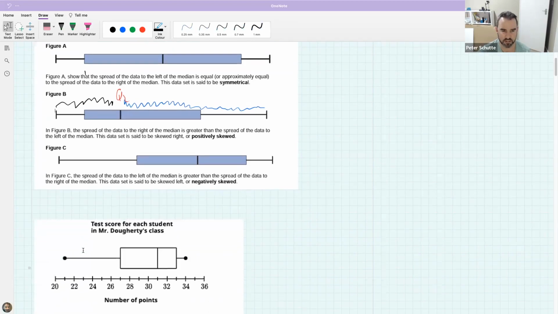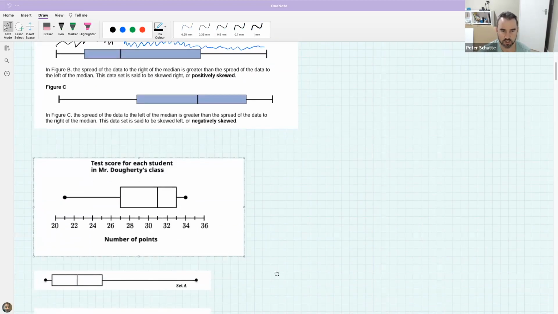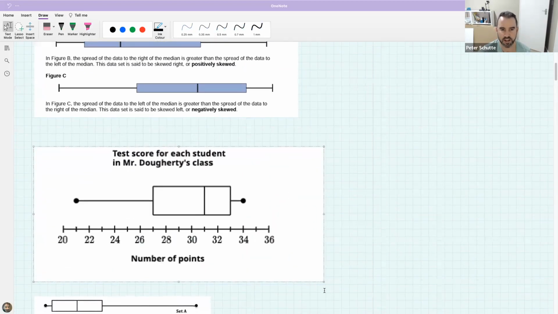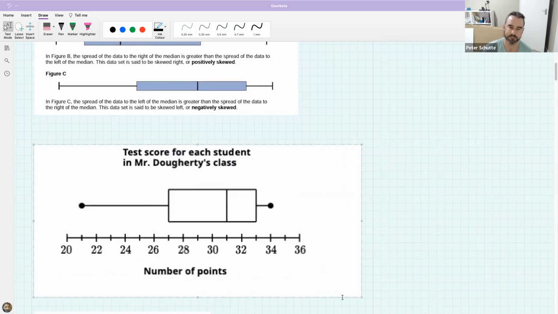Tell me about this box and whisker plot. Is it skewed to the left, or is it skewed to the right, or is it symmetrical? Okay, so indeed this data set is skewed to the left because the bottom 50% is definitely more spread out than the top.